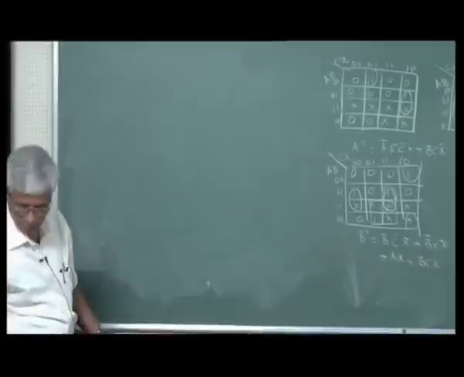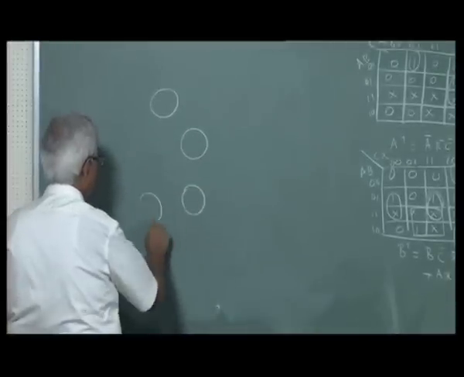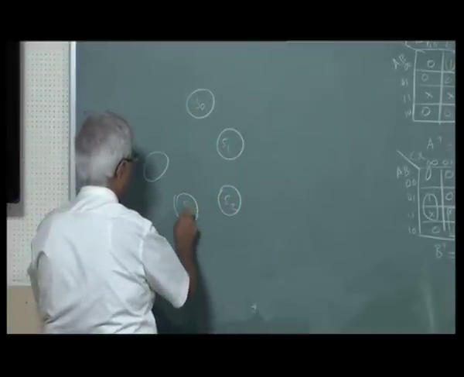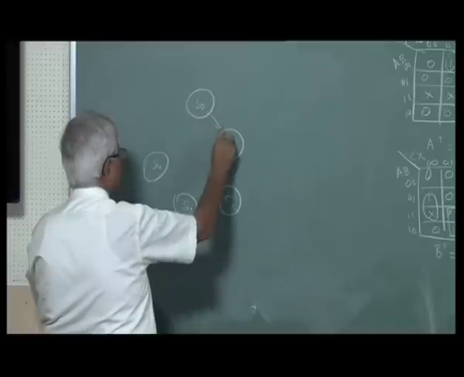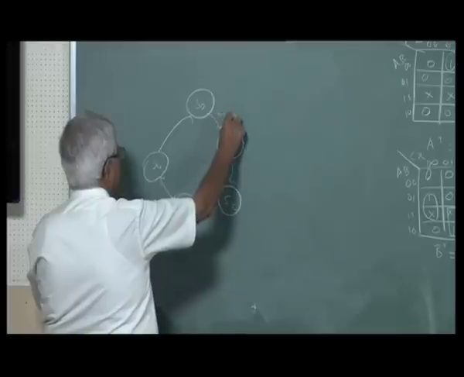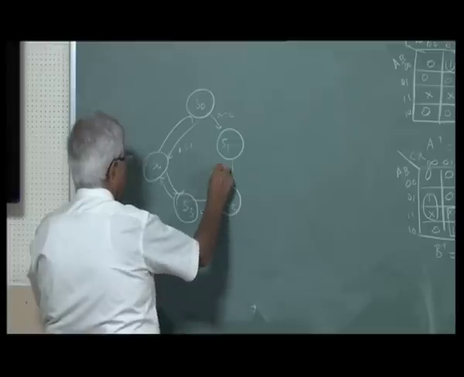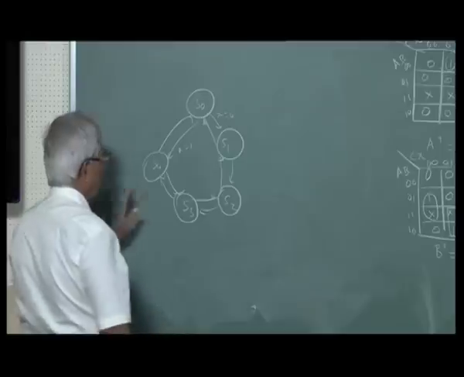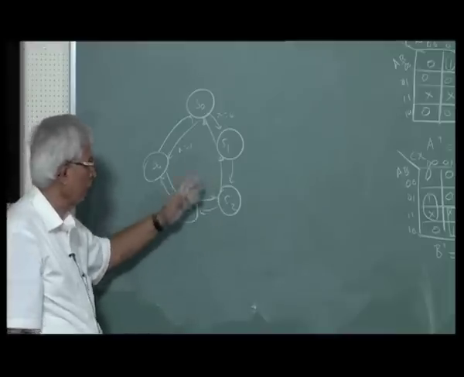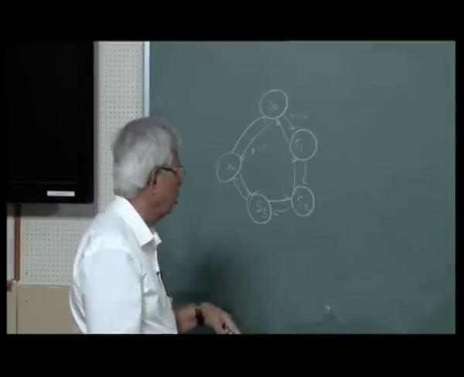Supposing this is 0, this is 1. Now I am not showing any output. There are only 5 states, 3 flip flops, we call them A, B, C. We got the present state and the next state based on X, and then we got the equations for the flip flops, and then we do this.